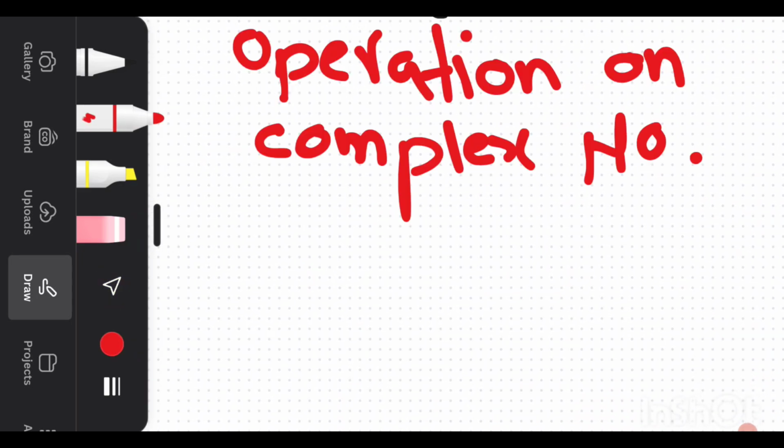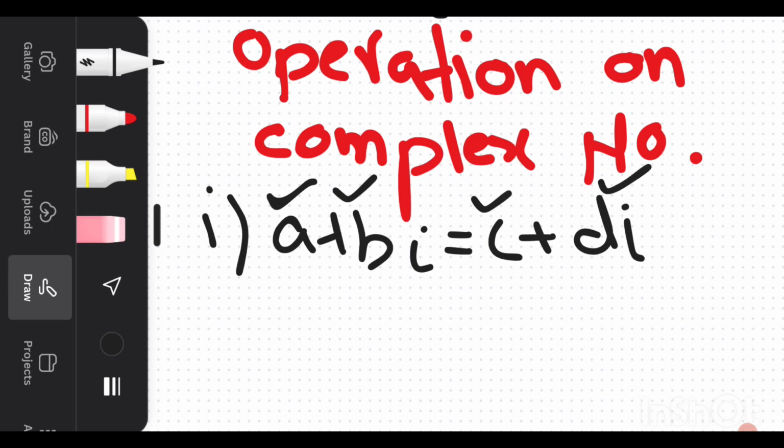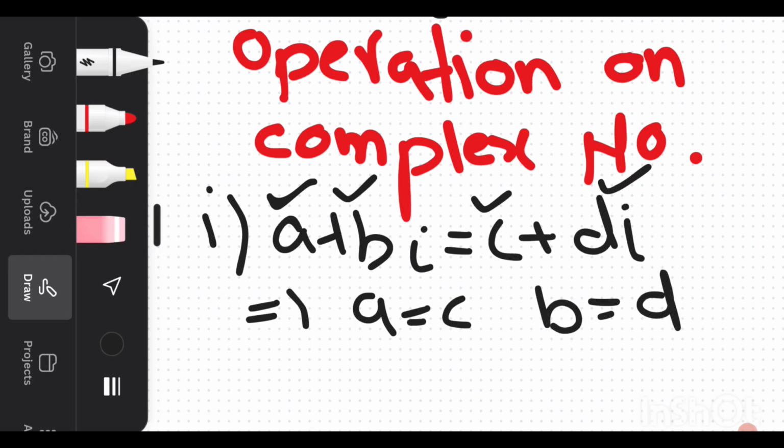Now we will study some operations on complex numbers. The first one: a plus b iota is equal to c plus d iota. If we are asked to compare them, it's very simple. a and c are both real parts, while b and d are both imaginary parts. So this implies that a is equal to c while b is equal to d. This is the first operation.